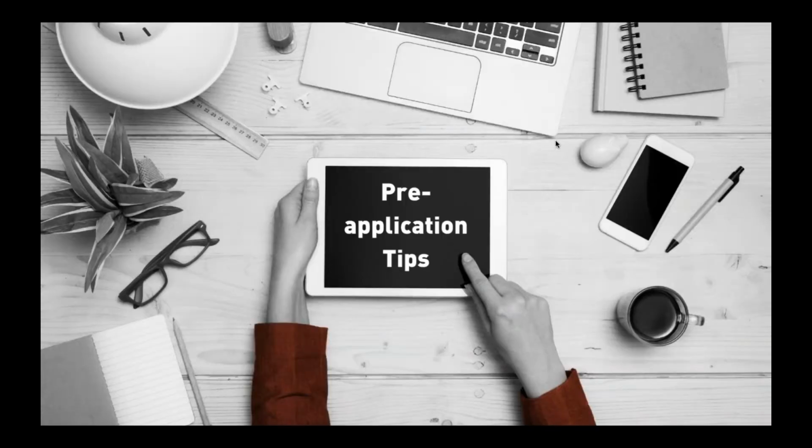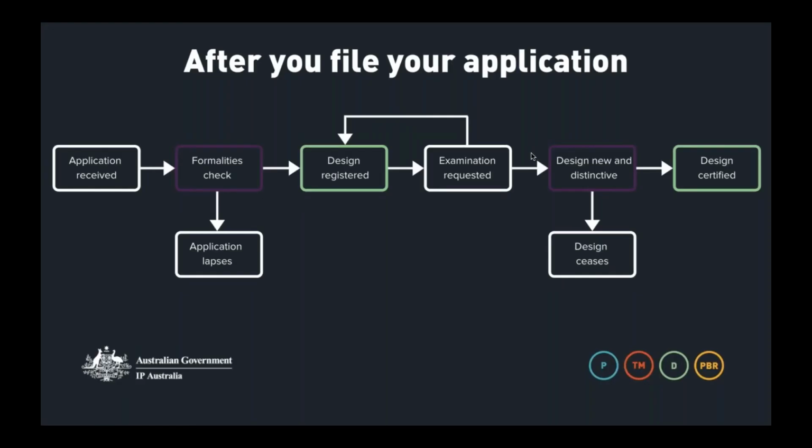So a bit about the application process before we can get your design to registered and potentially certified status is that you can see a bit of a flow chart on the screen showing the smooth path of an ideal design application. It won't always look like this. It can become quite complex, but this is a nice easy flow chart to follow through.